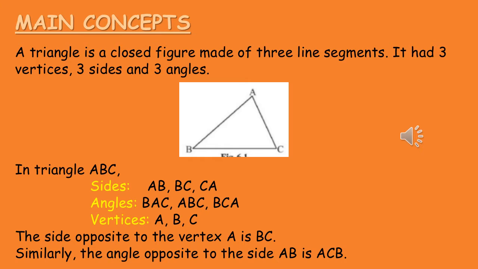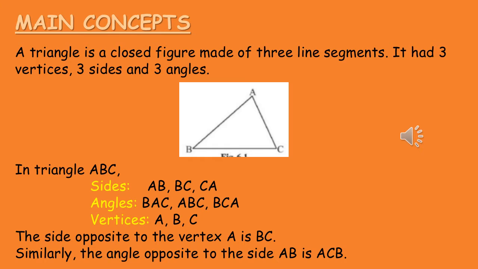Now we all know that triangle is a closed figure which is enclosed by three line segments. It has three vertices, three sides and three angles. Here we are showing one triangle ABC in the figure. The sides of this triangle are AB, BC and CA. The angles are BAC, ABC and BCA, and the vertices are A, B and C.